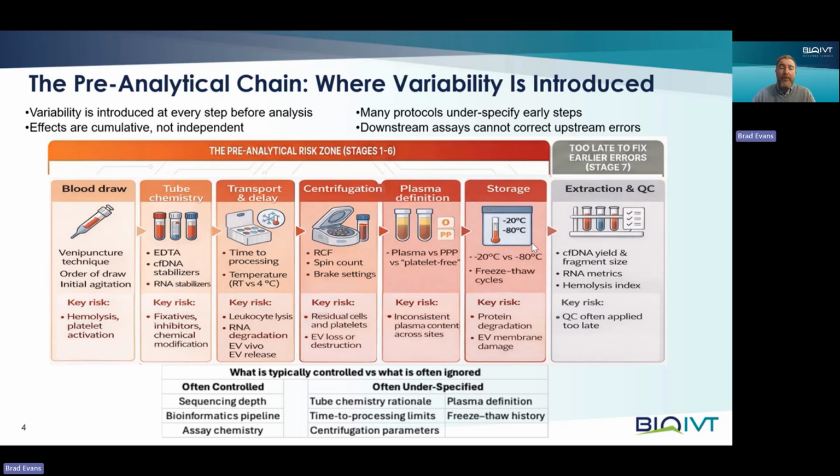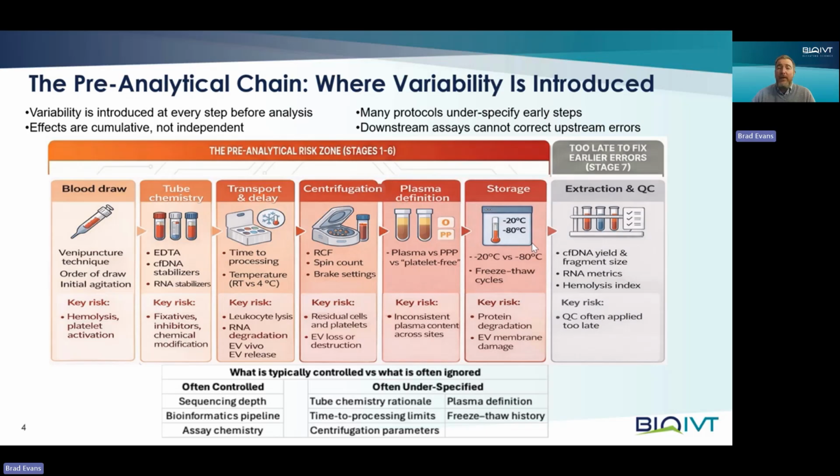Then we move into transport and delay, time to processing and temperature, room temperature versus cold. These determine how much leukocyte lysis, RNA degradation, and ex vivo vesicle release occur. Delay does not just reduce quality, it changes composition.